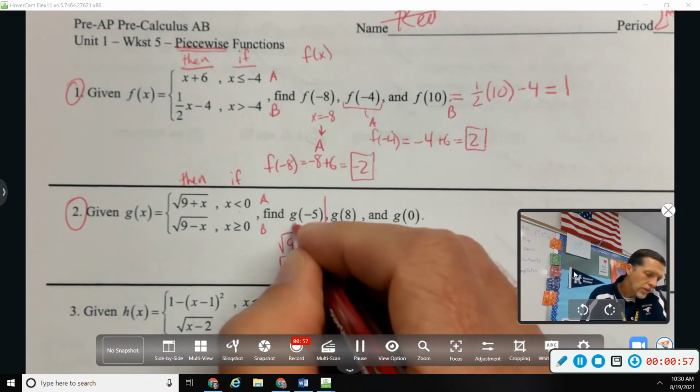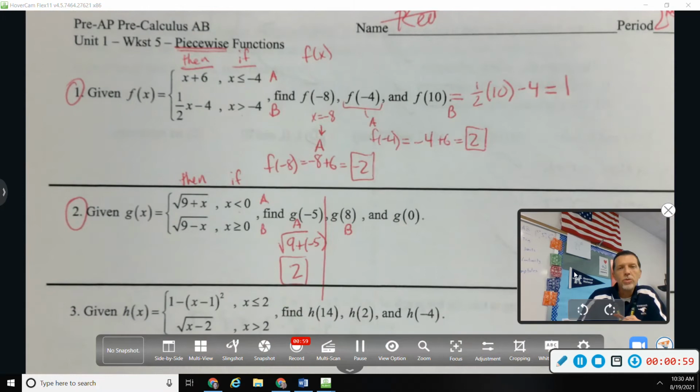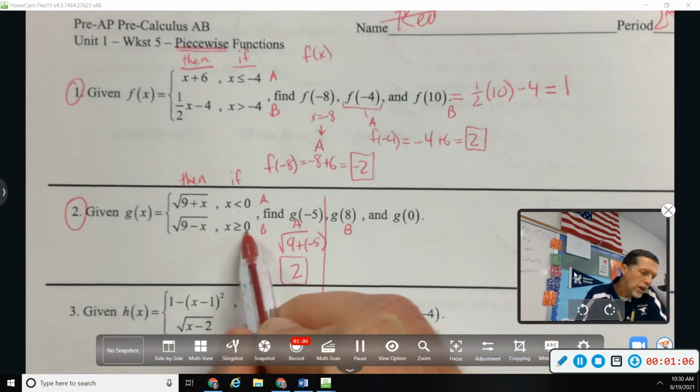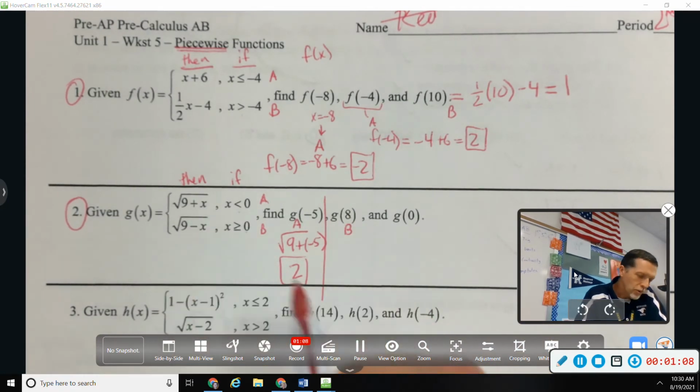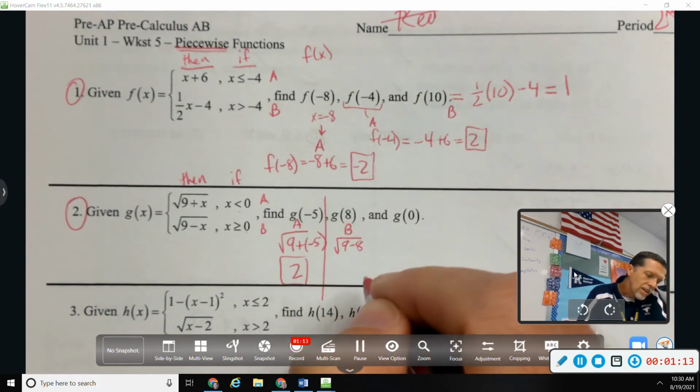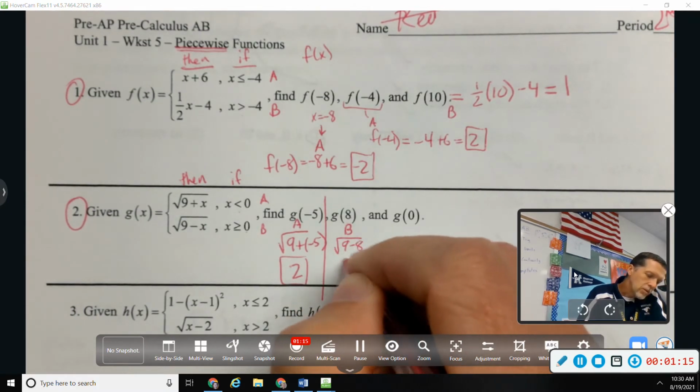Maybe I should label those again. So I'll use branch B or part B or equation B. Again, use the x value to pick which branch to use. Do not plug it into both of them. So square root of 9 minus 8 is square root of 1, which is 1.